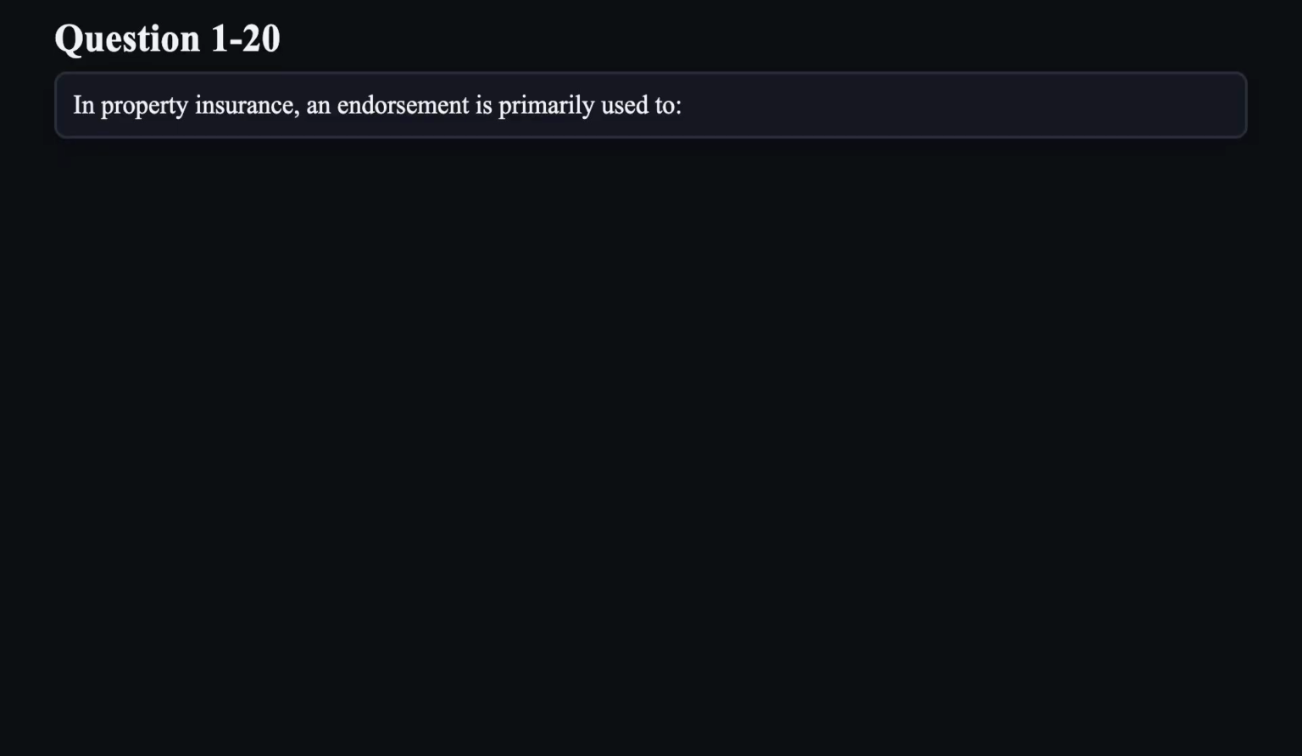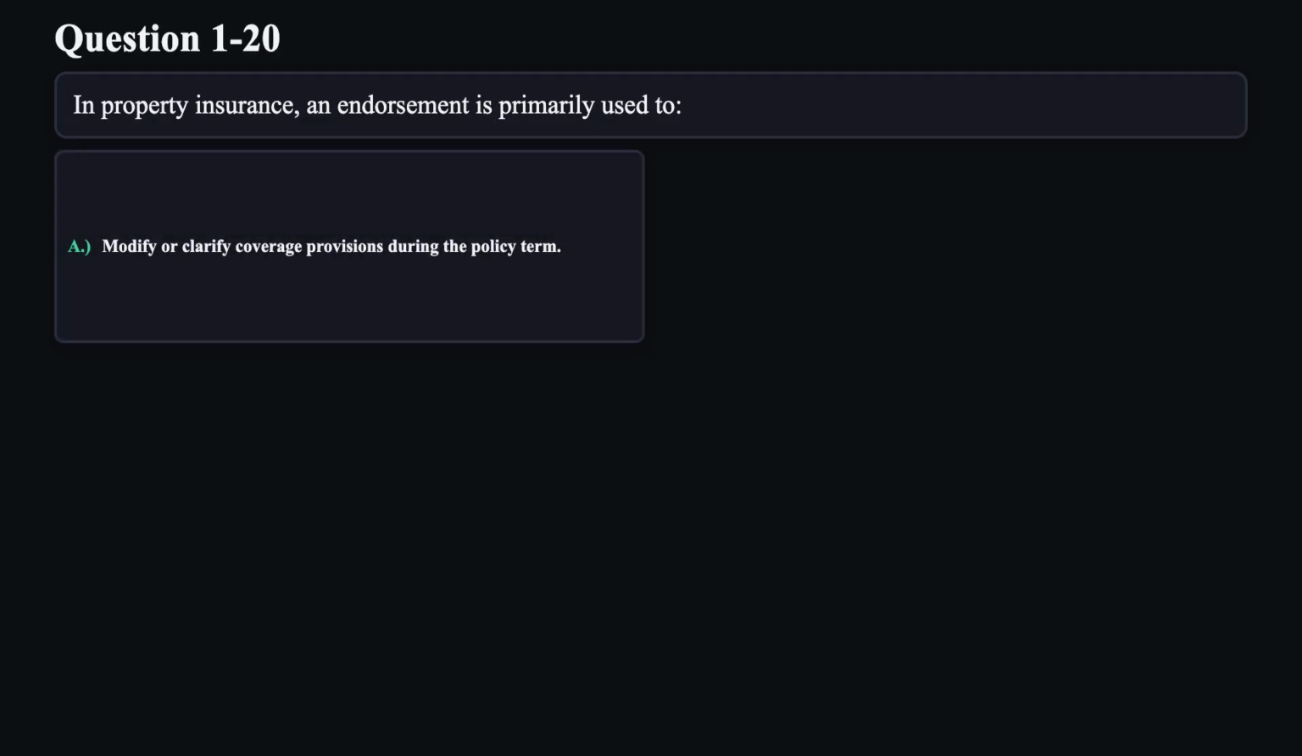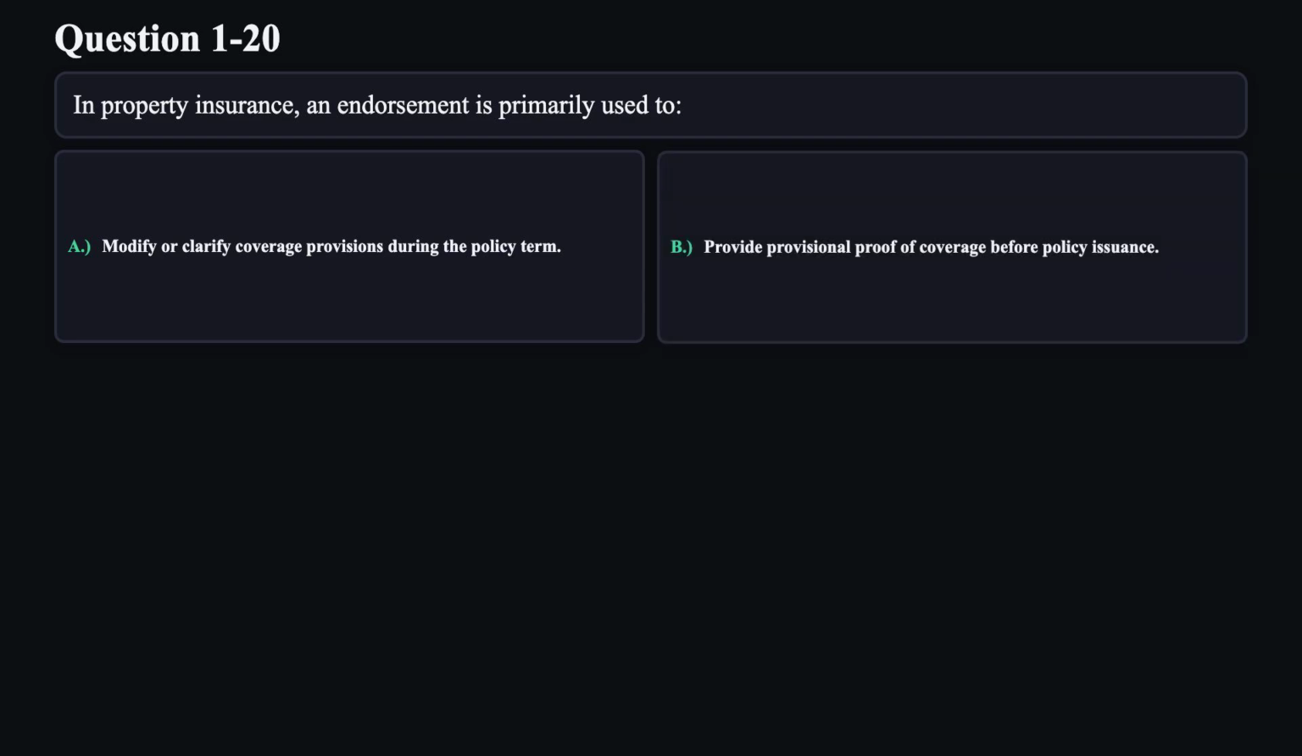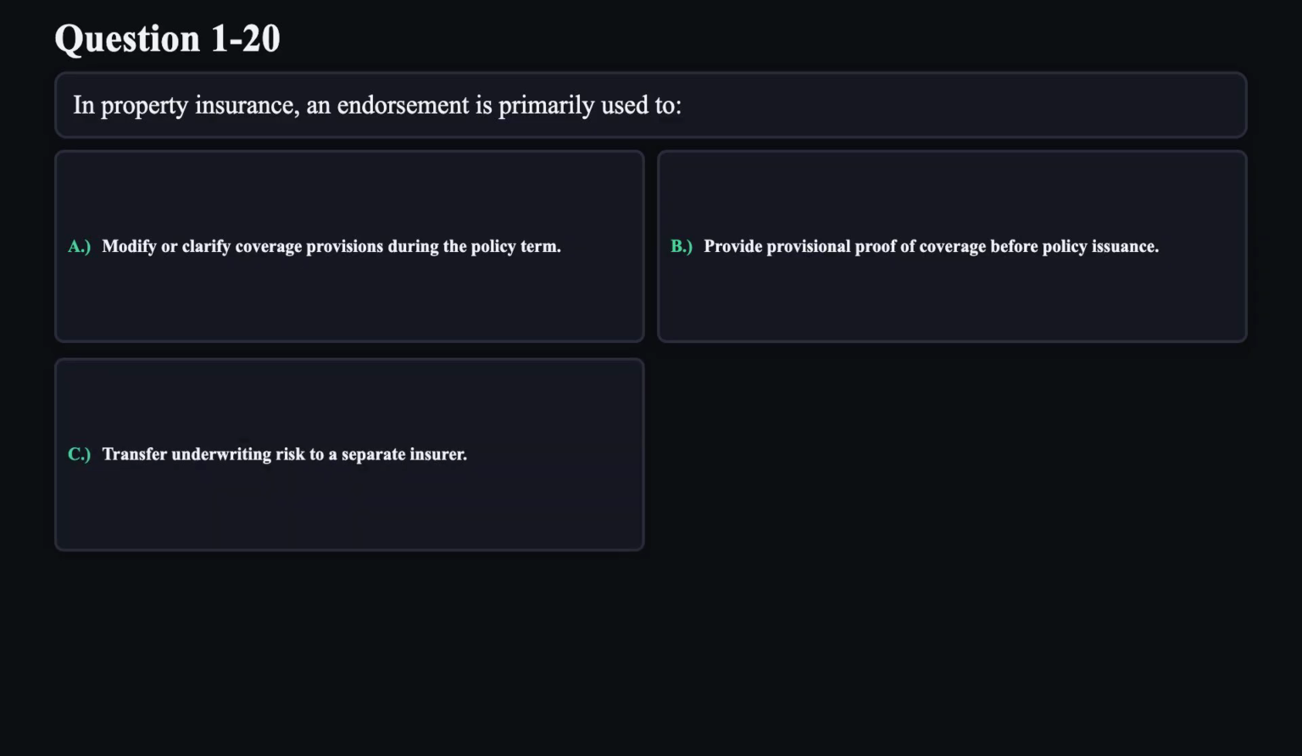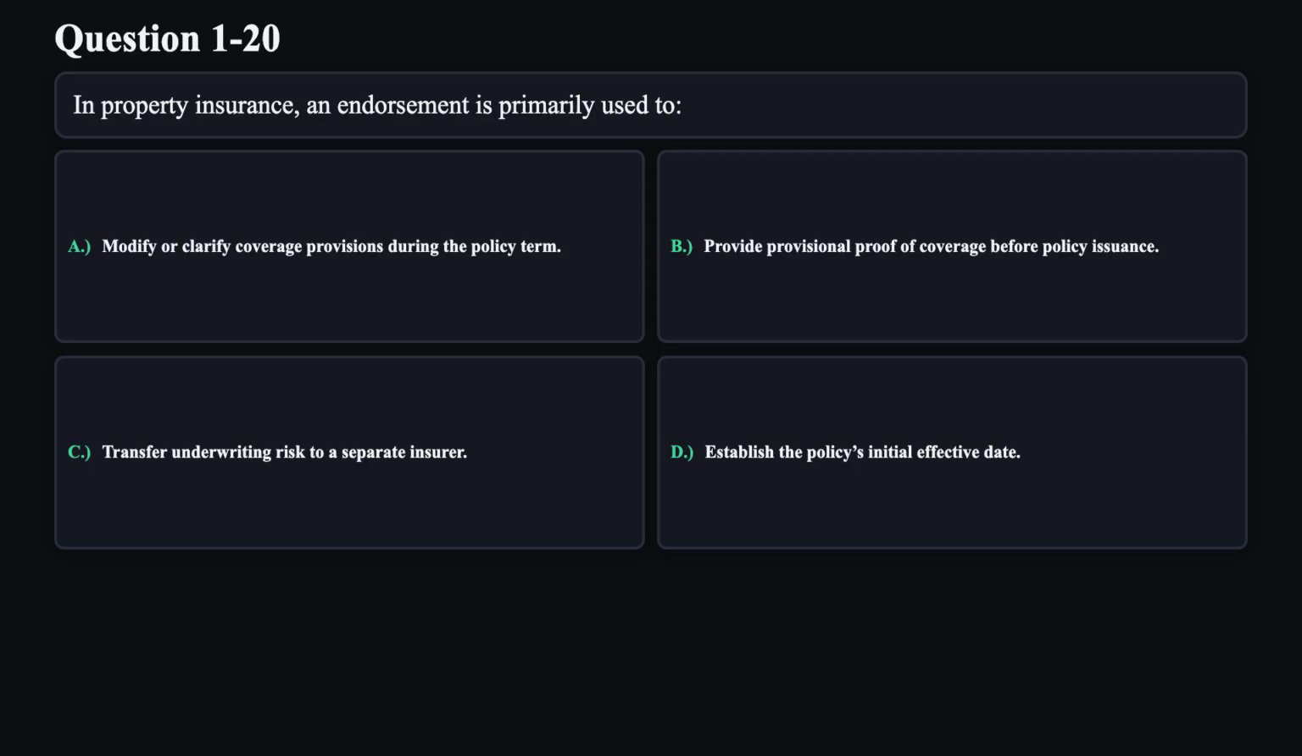Question 20. In property insurance, an endorsement is primarily used to A. Modify or clarify coverage provisions during the policy term. B. Provide temporary proof of coverage before issuance. C. Transfer underwriting risk to a separate insurer. D. Establish the policy's initial effective date.